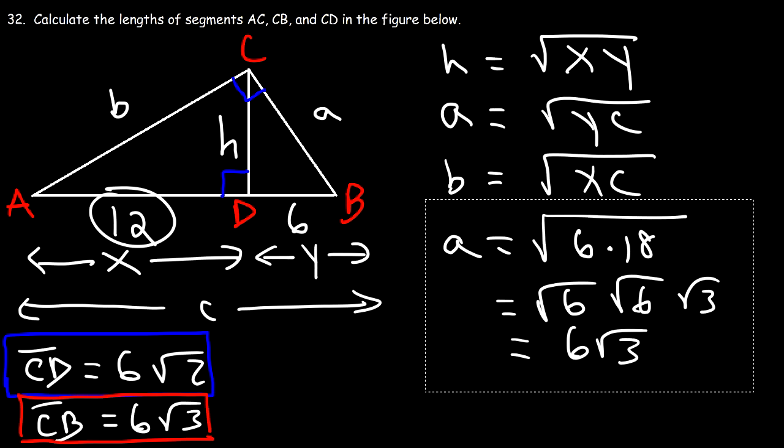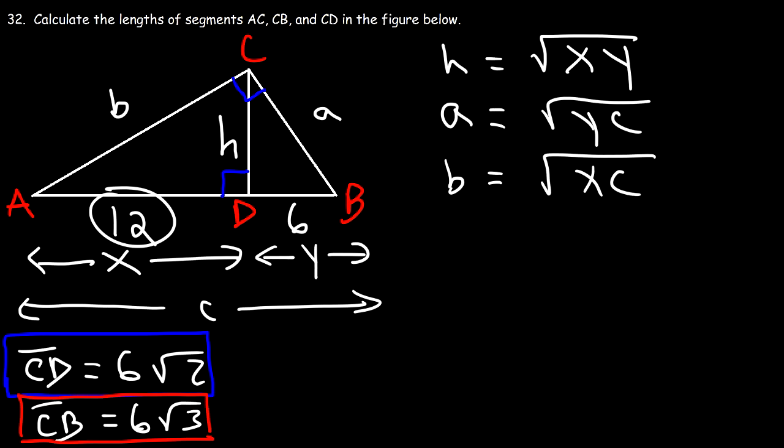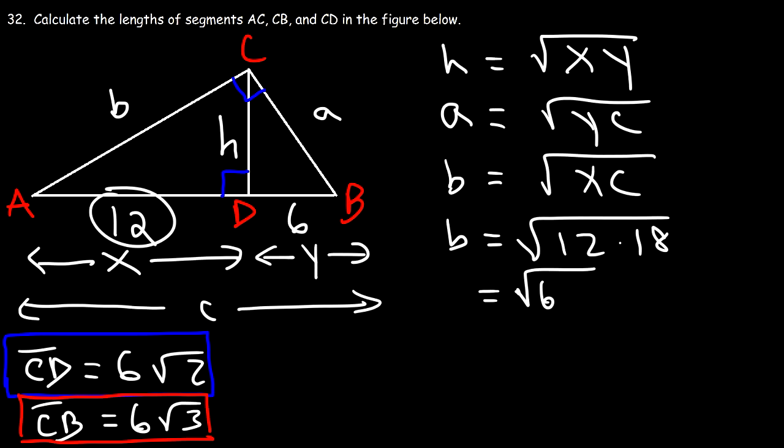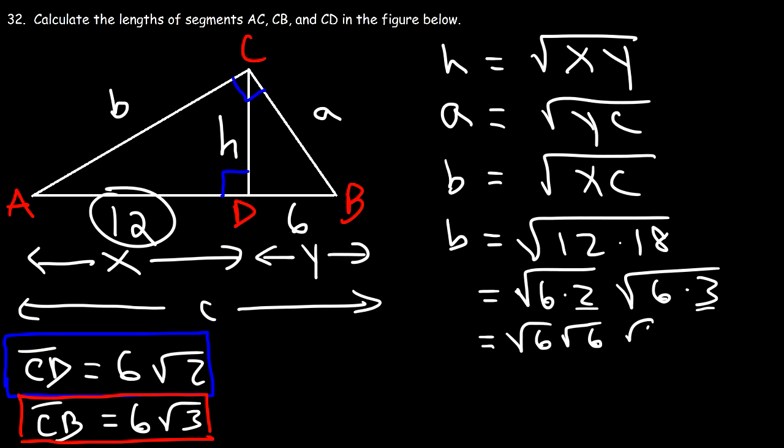Now let's move on to the last part, and that's b. So x is 12 and c is 18. So 12 is 6 times 2. 18 is 6 times 3. And I'm going to multiply 2 and 3. So there's two 6s in this example, and 6 times 6 is 6. So b is going to be 6 square root 6. And so that's segment AC. And so that's it for this video.